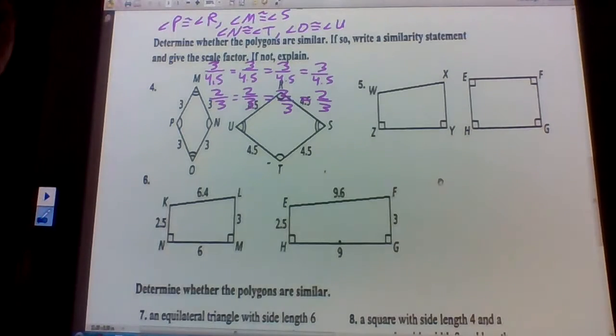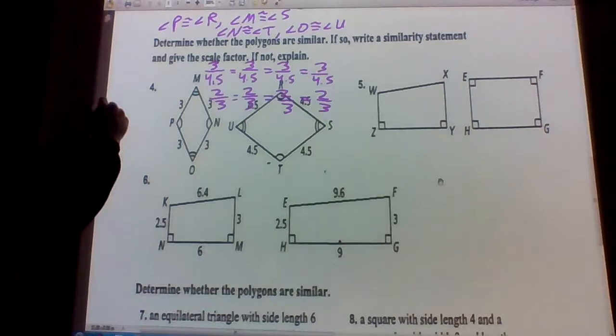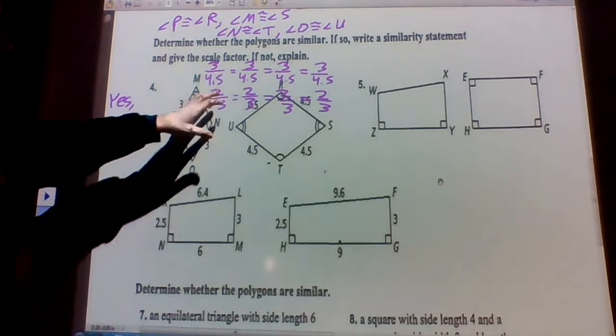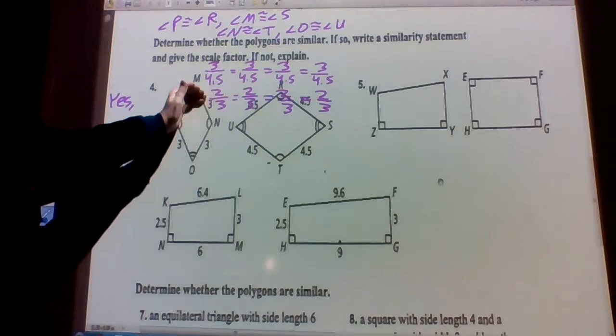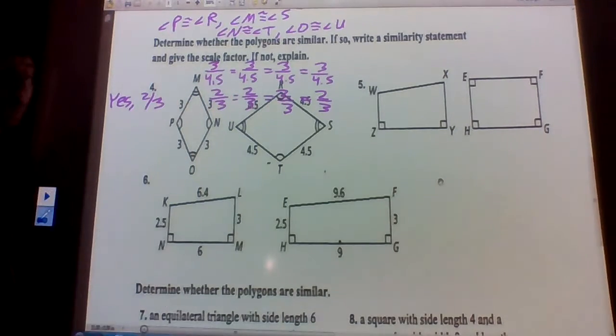So we have 2/3 over and over again. So all those ratios are equal. Therefore, the sides are proportional. And since the sides are proportional, we know the figures are similar. So we're going to say yes. Okay. Our scale factor is the ratios we got, which were 2/3. So our scale factor is 2/3, or 3 over 2.